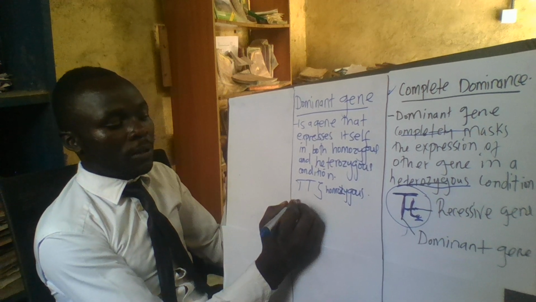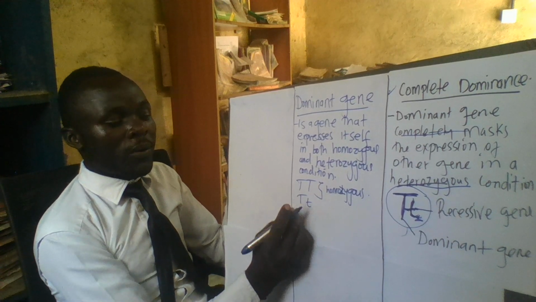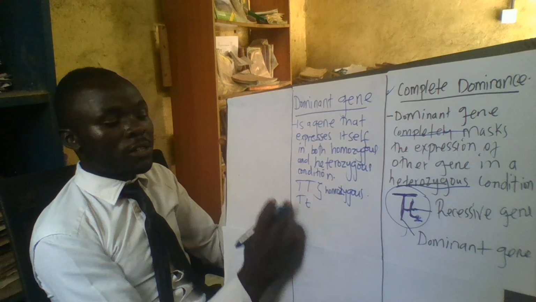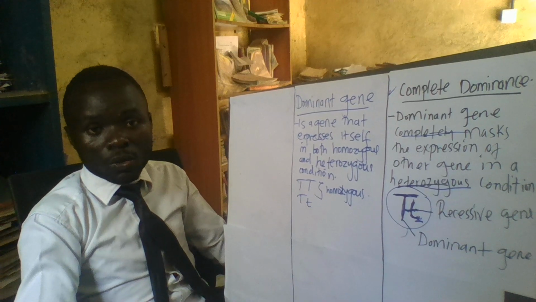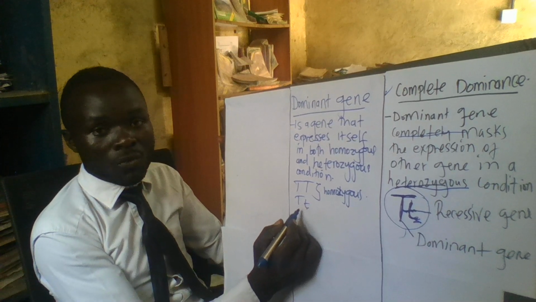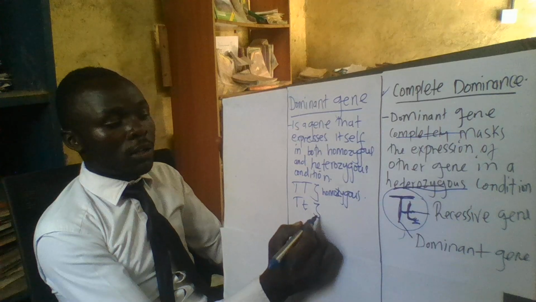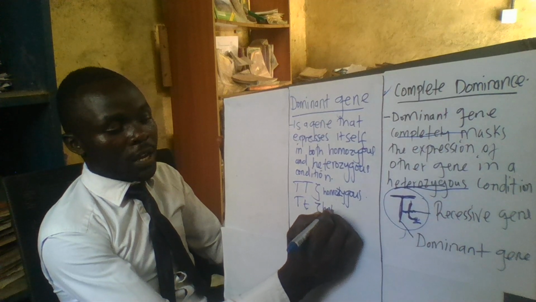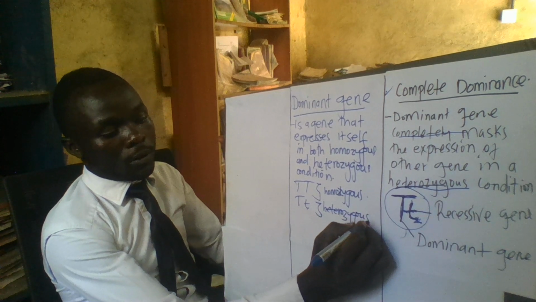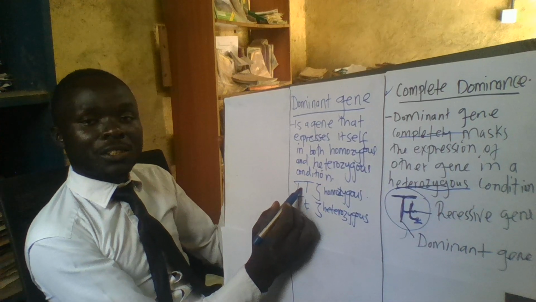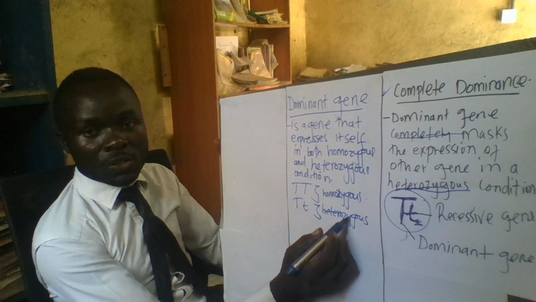Then in a heterozygous condition, the example we gave is when we have capital T and the small t. In this condition, the allelic genes are not identical. They do not look alike. One of them is the capital, the other one is the small. So this is heterozygous. These allelic genes are in homozygous condition, and these allelic genes are in heterozygous condition.